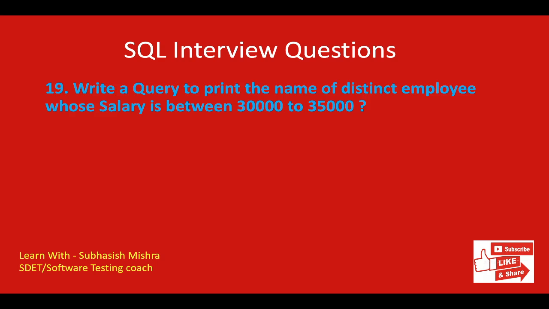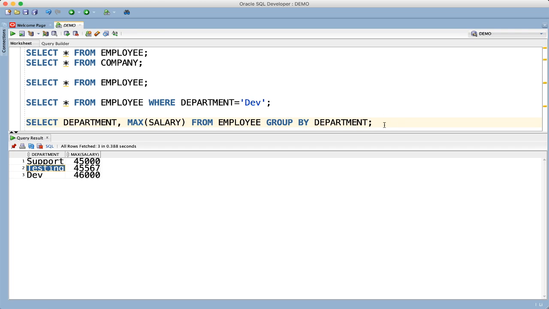Write a query to print the name of distinct employee whose salary is between 30,000 to 35,000. So they want you to fetch distinct employees. So they are telling only unique employees. You need to mark this thing, distinct employee, and what they are telling, where the condition is whose salary is between 30 to 35,000. So there is a condition, right? So how will we write that? Let's go and write it.